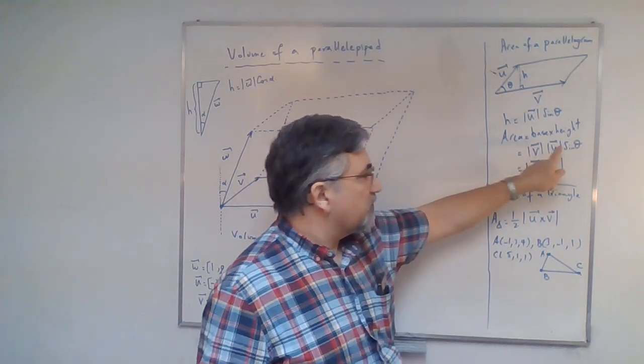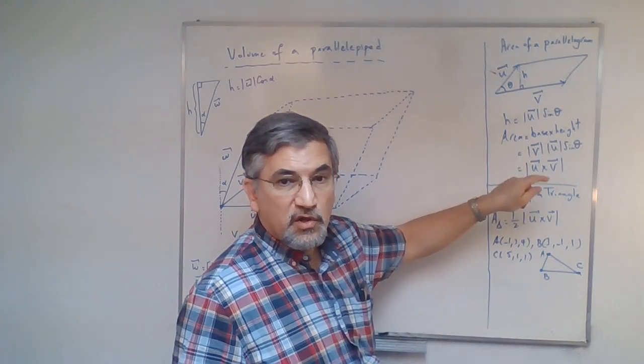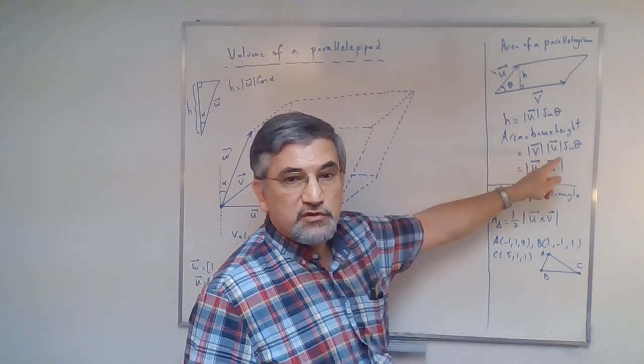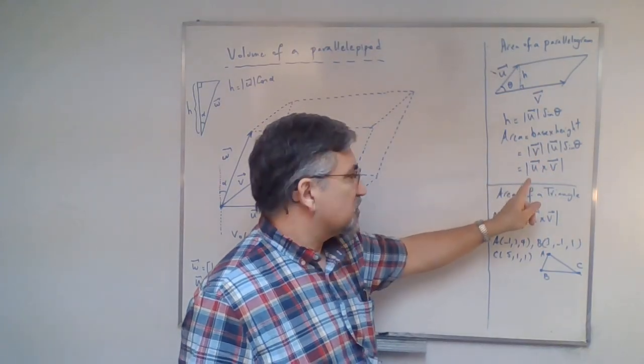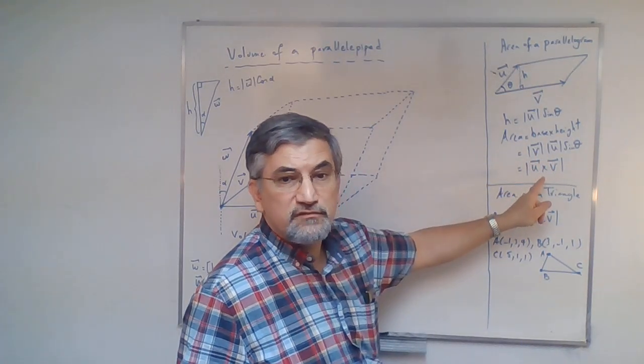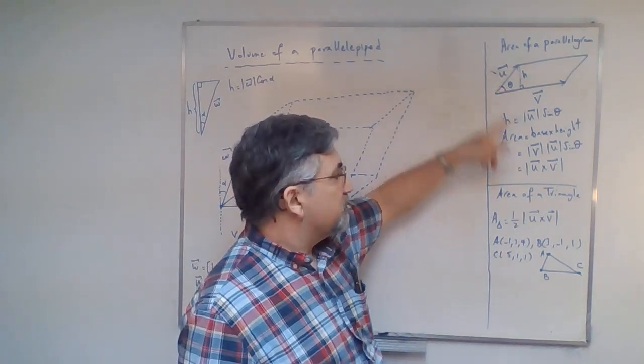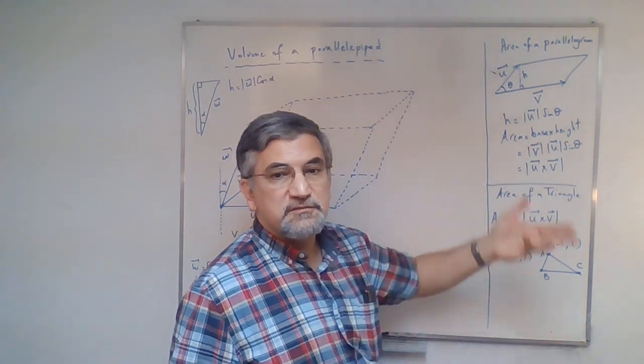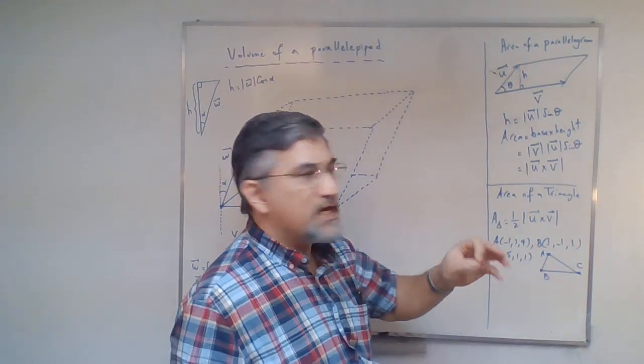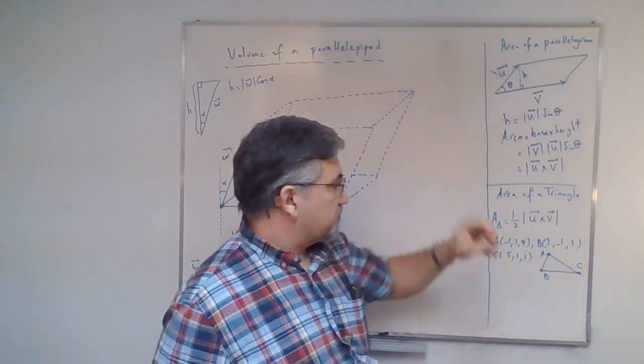Now, this comes from the definition of a cross product of two vectors. You know that magnitude of u times magnitude of v times sine theta is actually the magnitude of the cross product of the two vectors u and v. So all we need to do to find the area of the parallelogram, you find the cross product vector and you find its magnitude. Boom. That answer you get is going to be the area of the parallelogram.